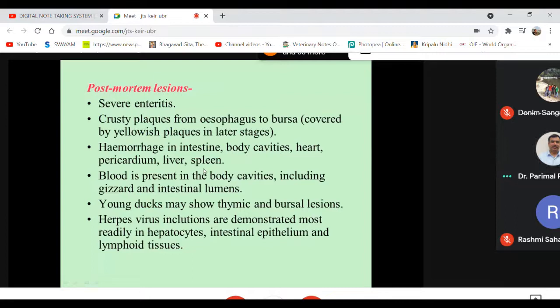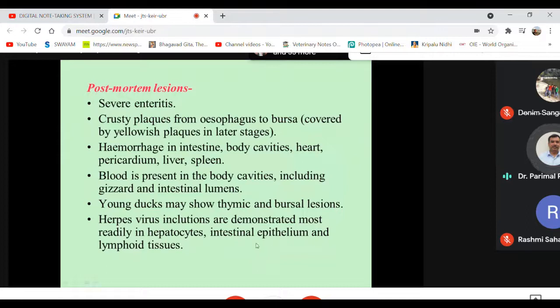Some more information about this: at the time of postmortem, what we will observe is blood clots in the body cavities, then in the intestines. If you cut open the intestinal lumen, you can see some clotted blood in the gizzard and intestinal lumen. That is the typical sign. And you can see the pasting of the eyelids and the nostrils plugged with serous exudates.